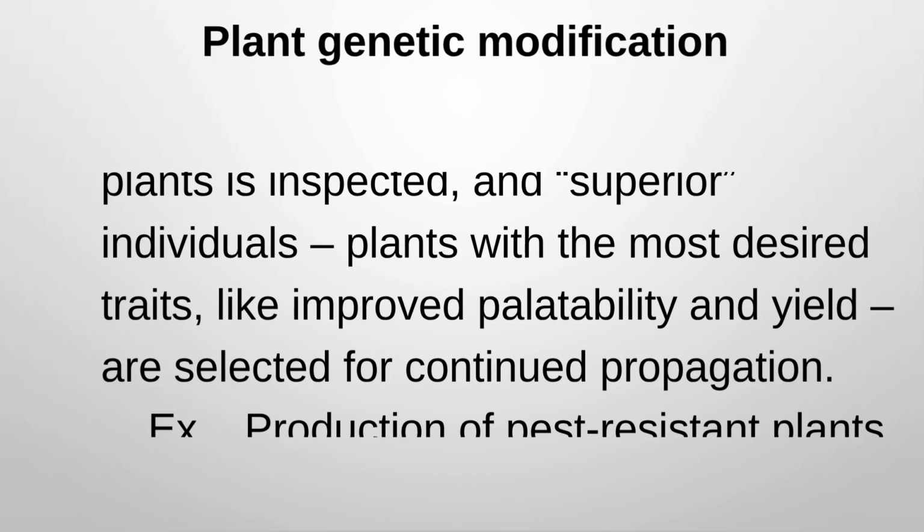That is a genetically heterogeneous population of plants. Okay? So, the plant is inspected, and superior individuals, the plants with the most desired traits like improved palatability and yield, are selected for continued propagation. Example, production of pest-resistant plants.